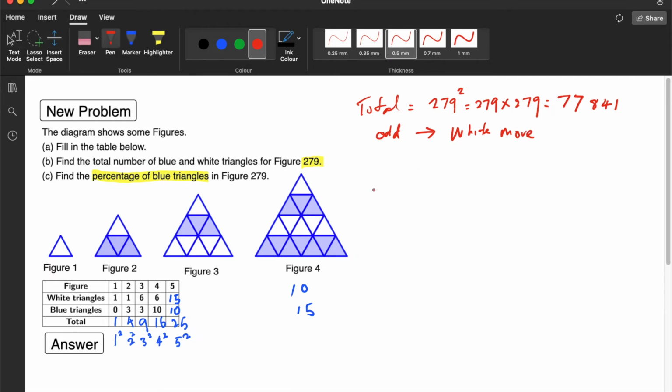So the next thing is to find exactly how many are blue and how many are white. And we know that the difference between the white and the blue is the figure number itself. So let's draw our model.